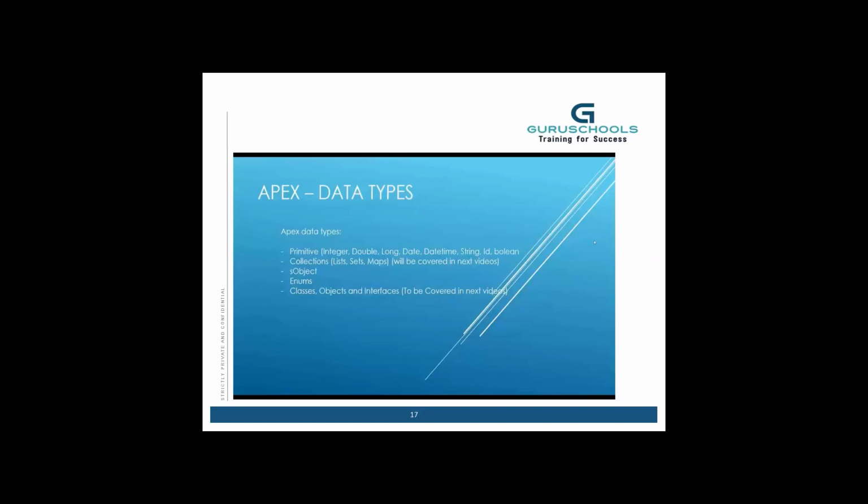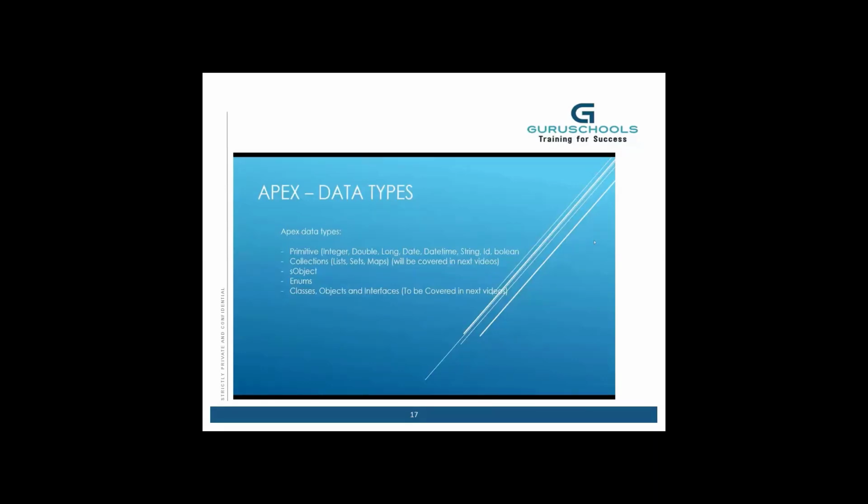Next is Apex data types. So when we say I need to write code, of course we need to know what data types I should use while writing code. So we have some data types like primitive data types, that is integer, long, date and time, string, ID, boolean. So these are some primitive data types Salesforce has introduced.